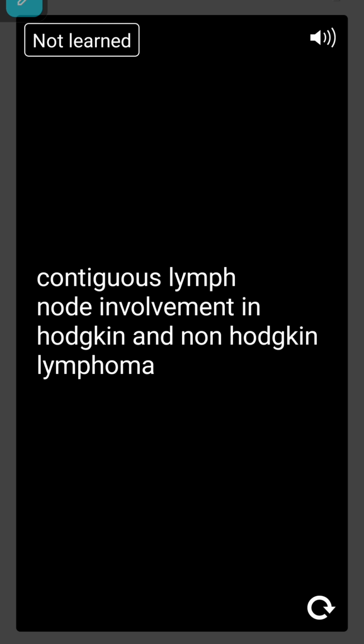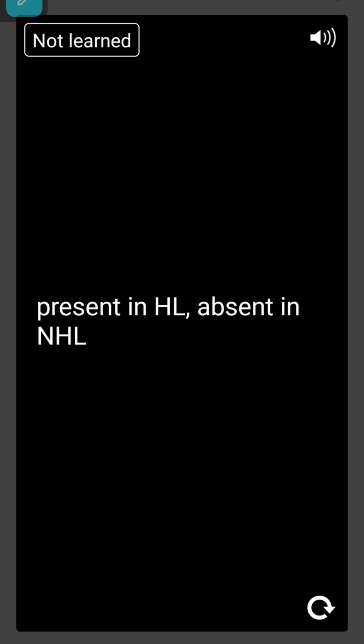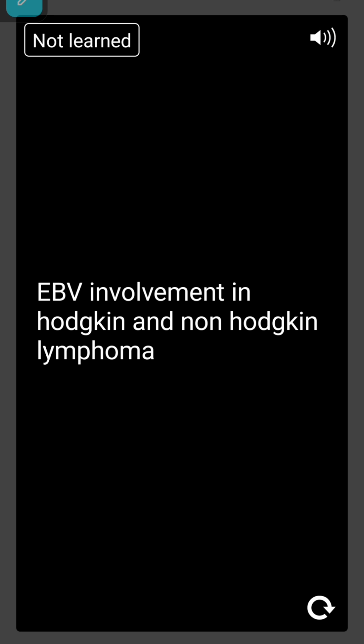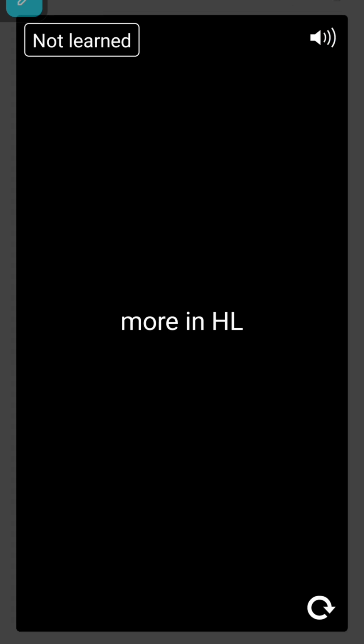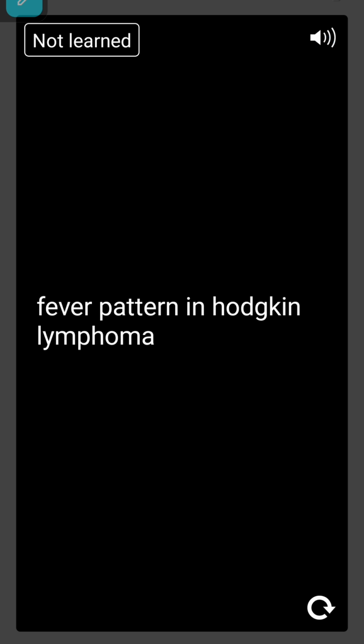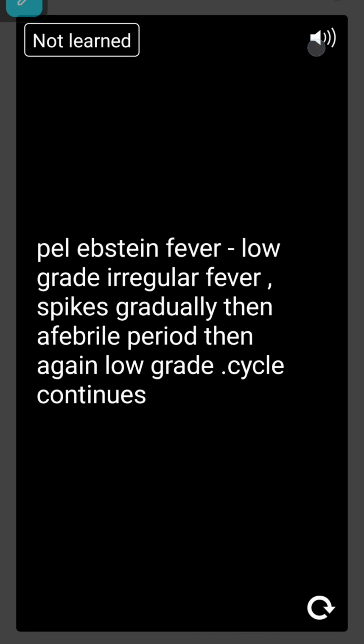Contiguous lymph node involvement in Hodgkin and non-Hodgkin lymphoma. Present in HL, absent in NHL. EBV involvement in Hodgkin and non-Hodgkin lymphoma. More in HL. Fever pattern in Hodgkin lymphoma.